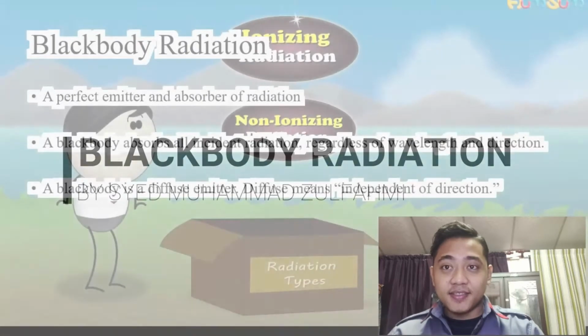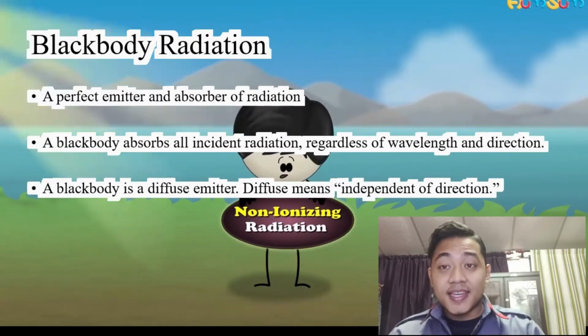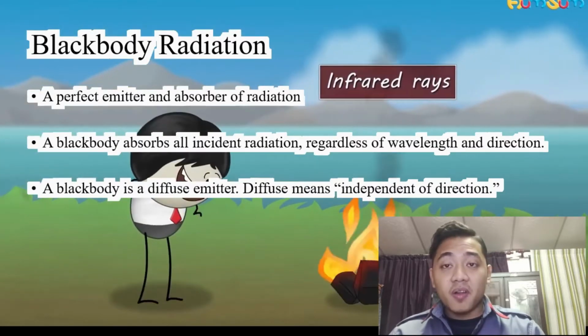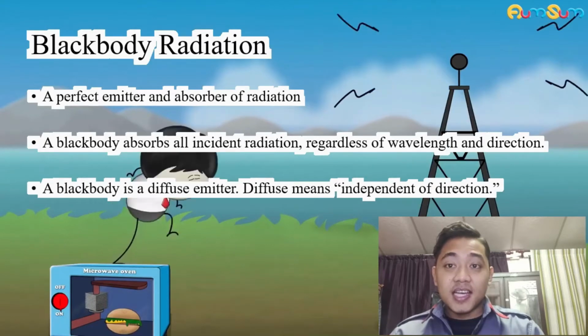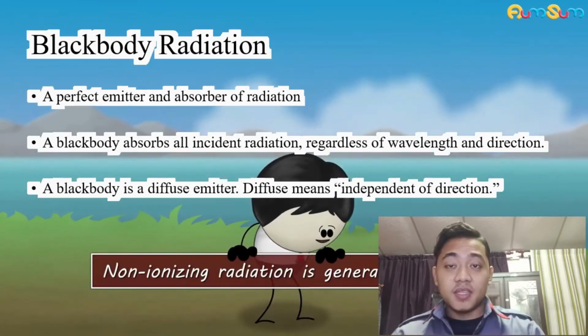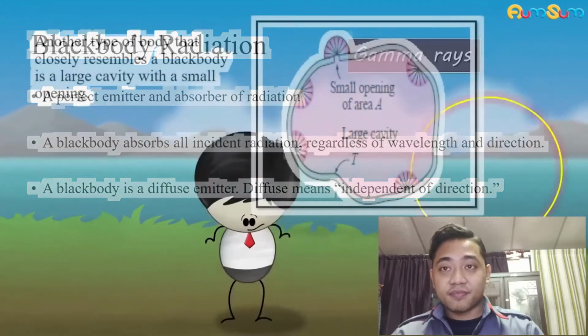Black body radiation: a black body is a perfect emitter and absorber of radiation. A black body absorbs all incident radiation regardless of wavelength and direction. A black body is a diffuse emitter. Diffuse means independent of direction.